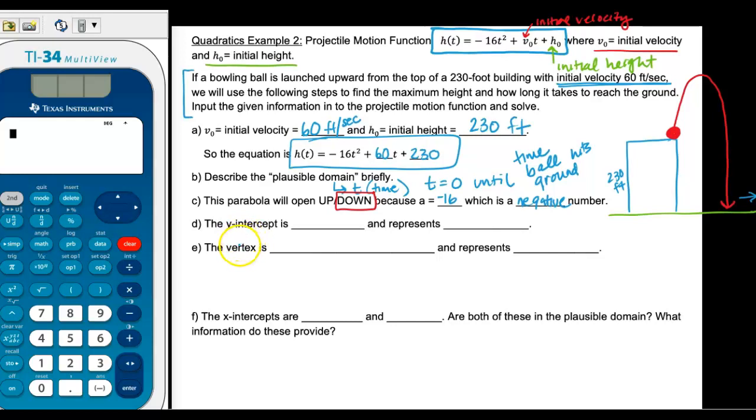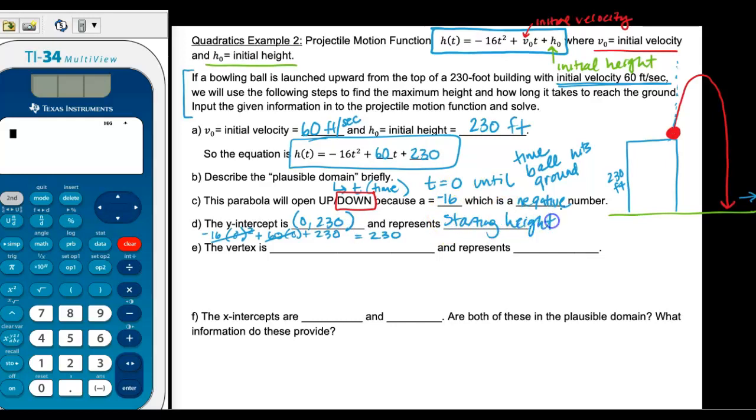The Y-intercept is probably right here, but we'll graph this later on where we don't graph the building in there. But let's just think about the steps of finding the Y-intercept. To find the Y-intercept, we have to plug 0 in for x, or 0 in for t. So we get negative 16 times 0 squared plus 60 times 0 plus 230. Those terms with 0 in them just end up being 0, and we end up getting 230. So the y-intercept is (0, 230), and it represents the starting height.